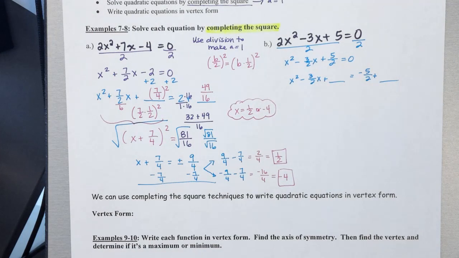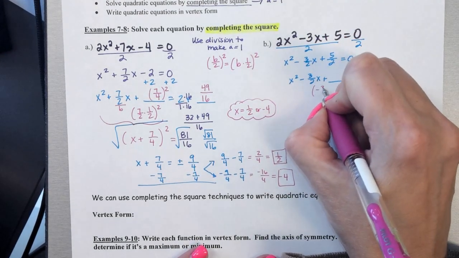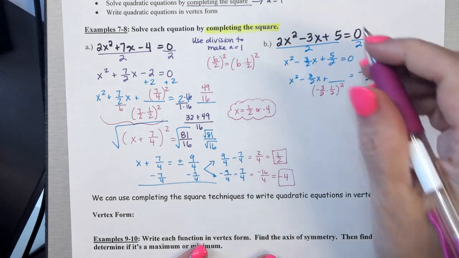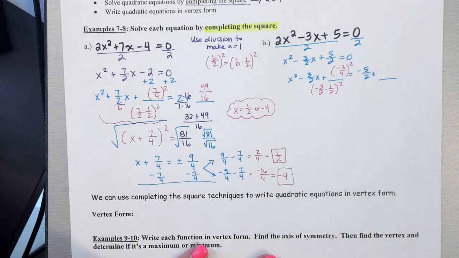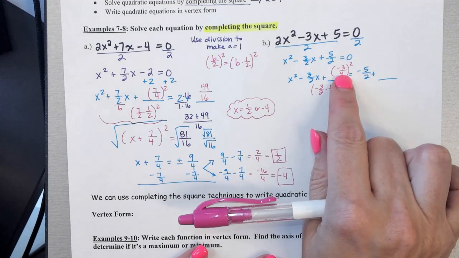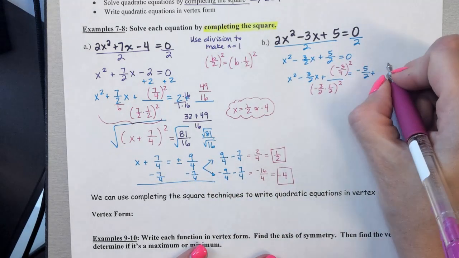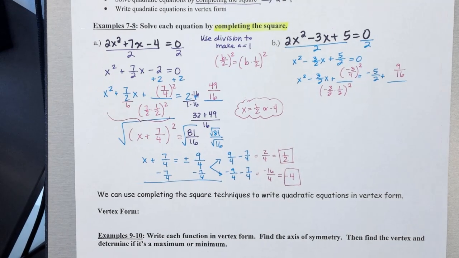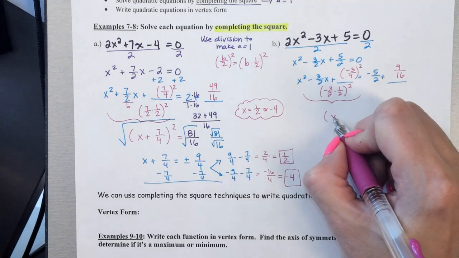And then when you are filling in those blank spaces, because it's a fraction, we're going to take the b value, multiply it by 1/2, and that's how we're going to fill this in. So negative 3/4 squared. When you're squaring this, you are multiplying this by itself. So negative 3 times negative 3 is 9. 4 times 4 is 16. On this side, we know we're going to factor.